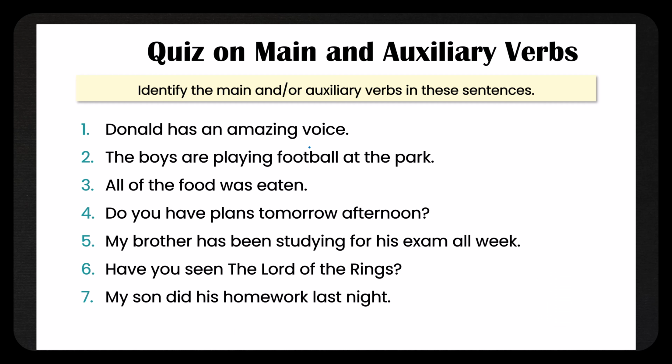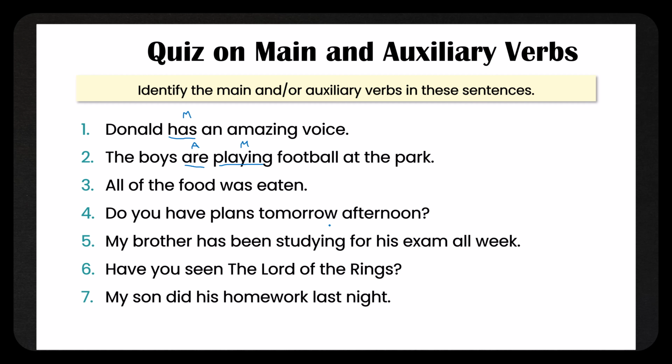Okay, so number 1, let's identify the main verb. Here, the main verb is has. I'm going to put an M for main. There is no auxiliary verb in this sentence. Number 2, the main verb is playing. And we do have an auxiliary verb. The auxiliary verb is are. It is helping us form the present continuous.